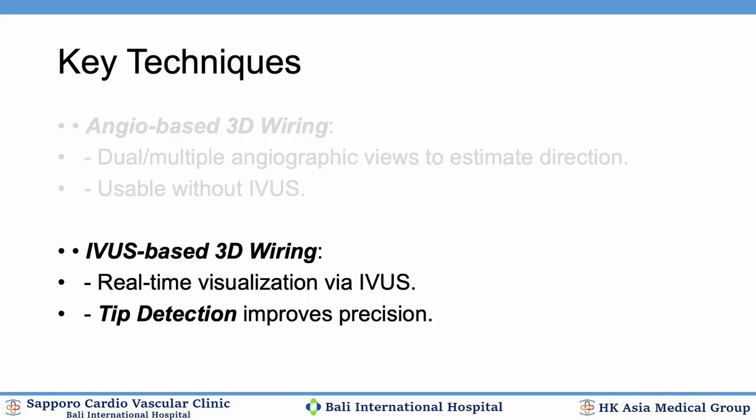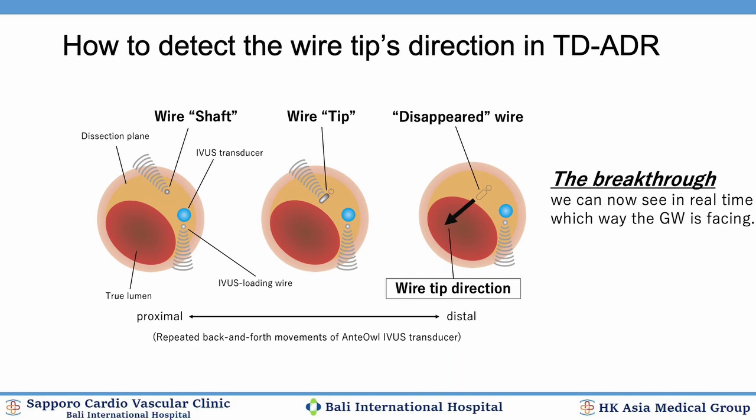Okay. So next, I will show you the IBUS guided, so-called tip detection method. The breakthrough is that we can now see in real time which way the guide wire is facing, using a repeated back and forth movement of the transducer like that, proximal to distal, back and forth repeatedly. We can understand tip detection.